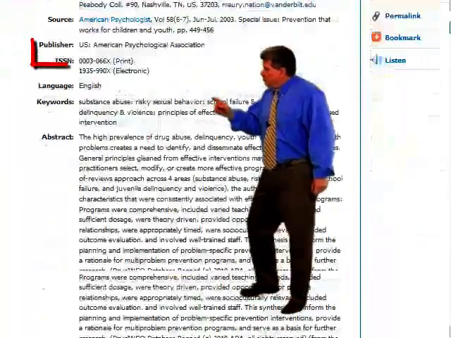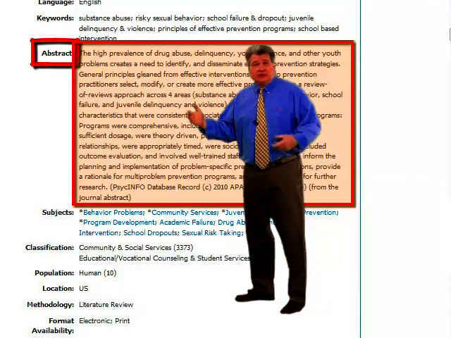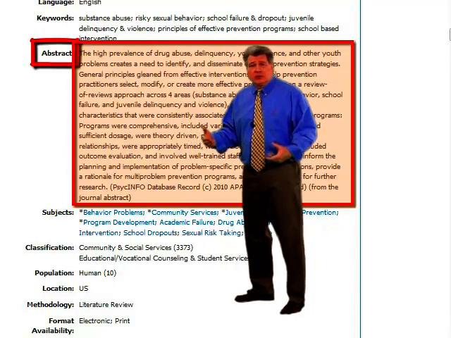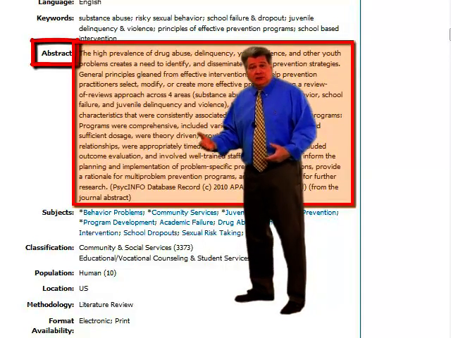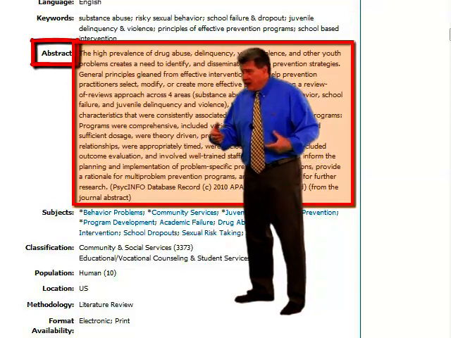Now, the first thing I'm going to do is to read this abstract right here. An abstract is just the scholarly name for summary. And I'm going to read this summary to make sure that this is an article I can use and even start thinking about the ways that I can use it in my paper.